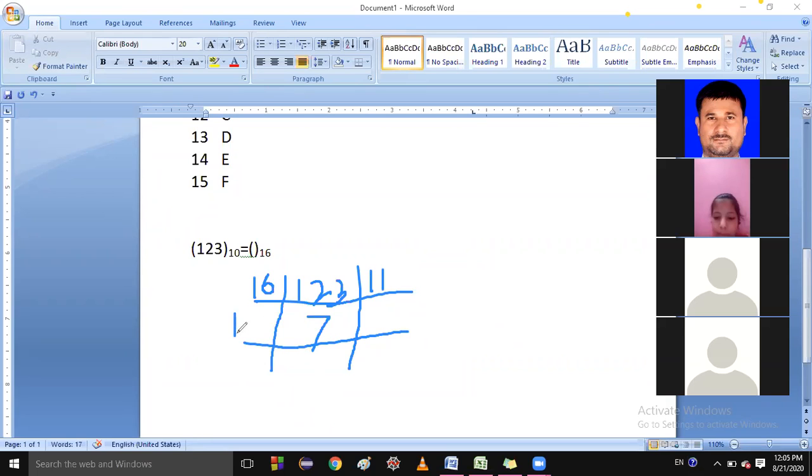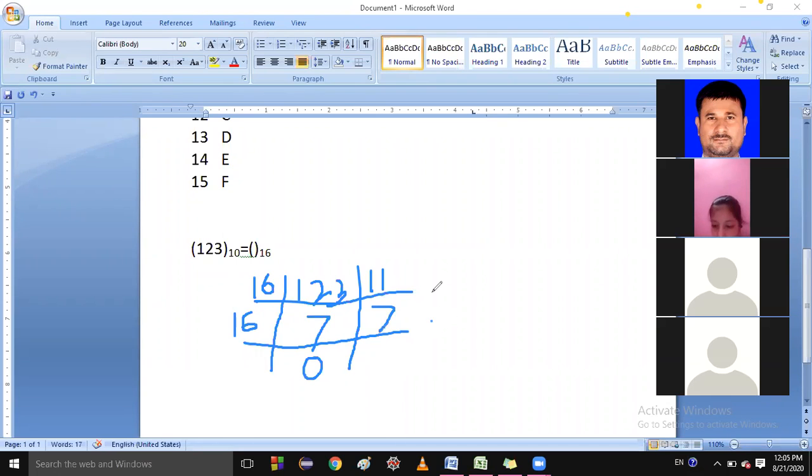Okay, very nice. Then again, you divide this 7 by 16. What happened? This 7 is less than 16. So how many times does it go? It goes 0 times. And what will the remainder be? The remainder will be 7.